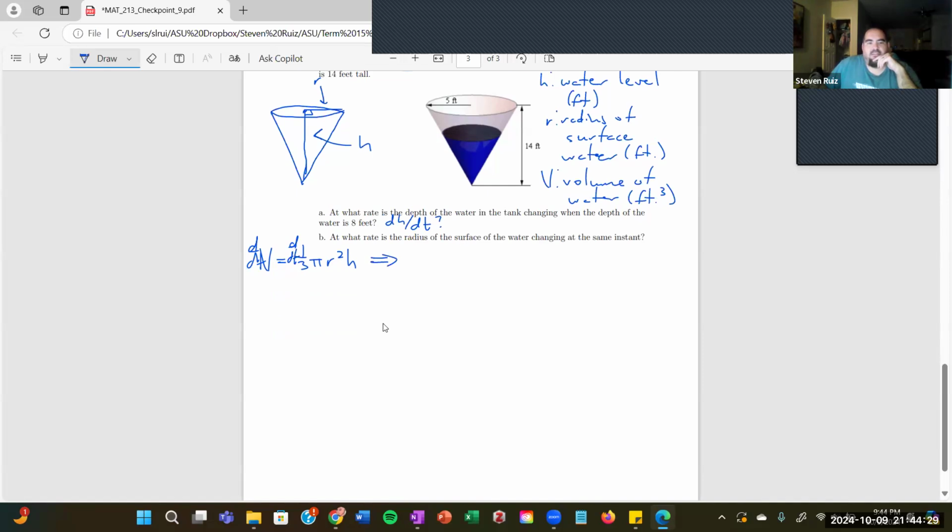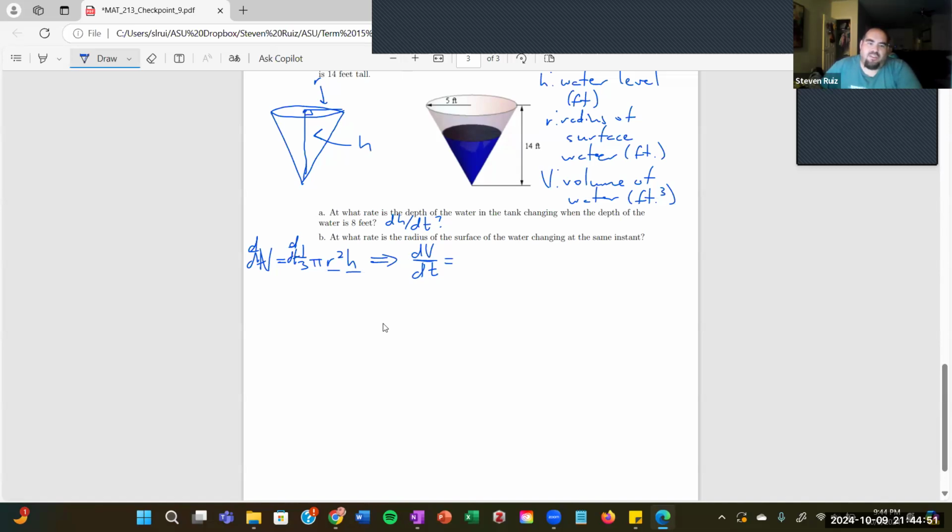So if I do that, the left-hand side becomes dV/dt. The right-hand side is going to be a little more involved. I'm going to need the product rule, because r squared is a function of time, and h is a function of time. So how does the product rule work?